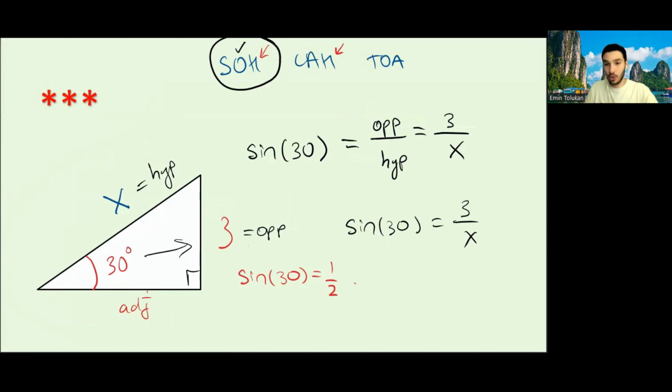Hey, let's combine those two equations. 1 over 2 is equal to 3 over x. I wrote 1 over 2 because sine of 30 is 1 over 2, so I can replace it like that. And can I find x? Yes, I can. Cross multiply both sides with x.